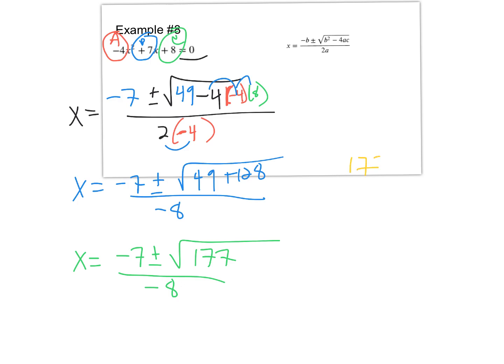So 177, I've got 3 and 59. 3 I can't do anything with, 59 I can't do anything with. So there are no perfect groups that are going to come out of this. So I'm going to have to leave it as it is.